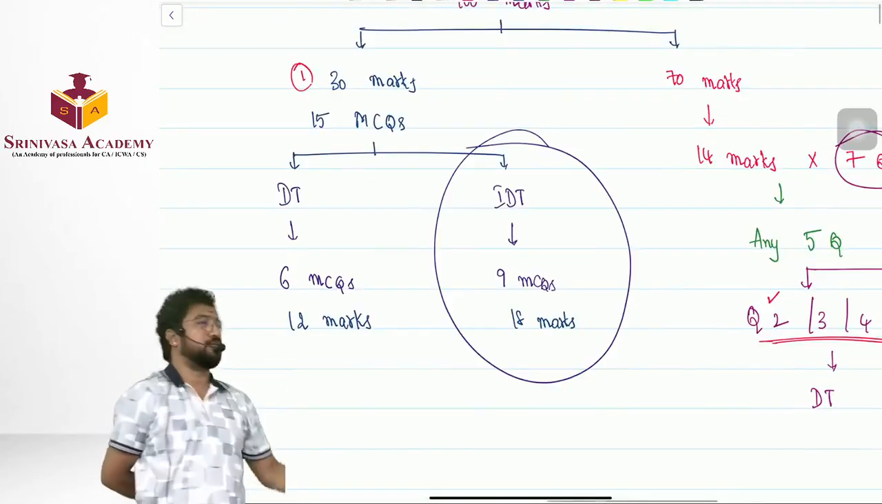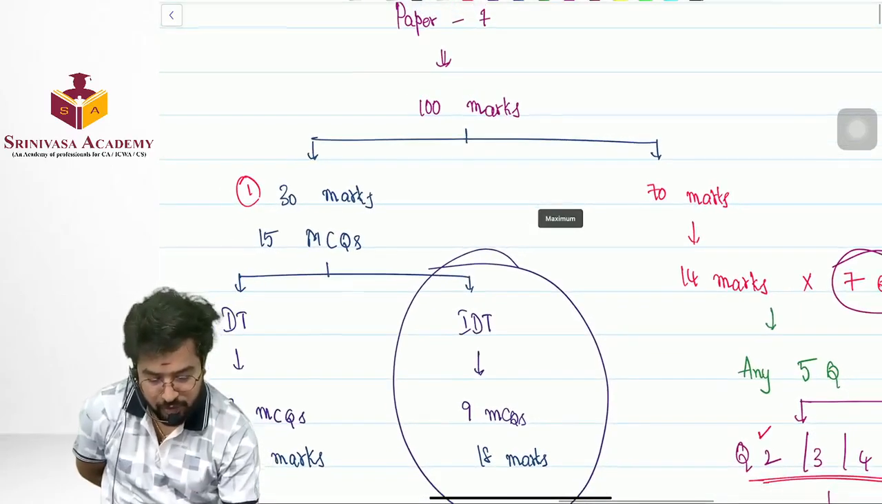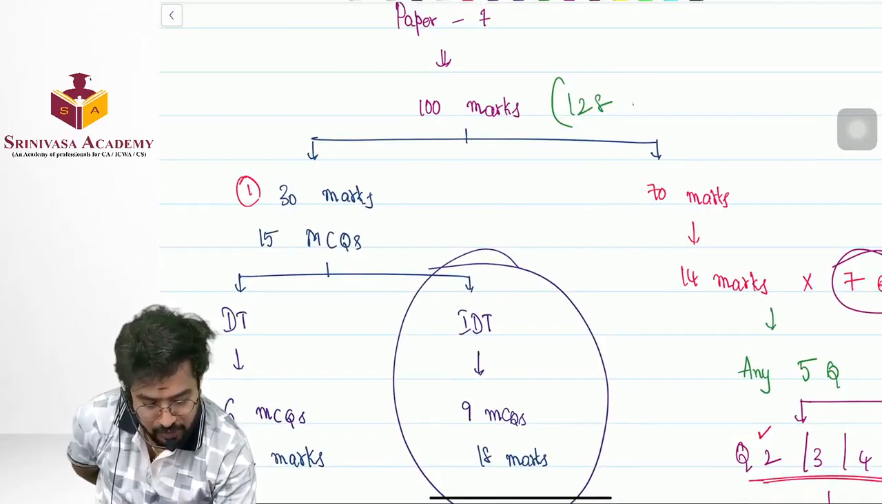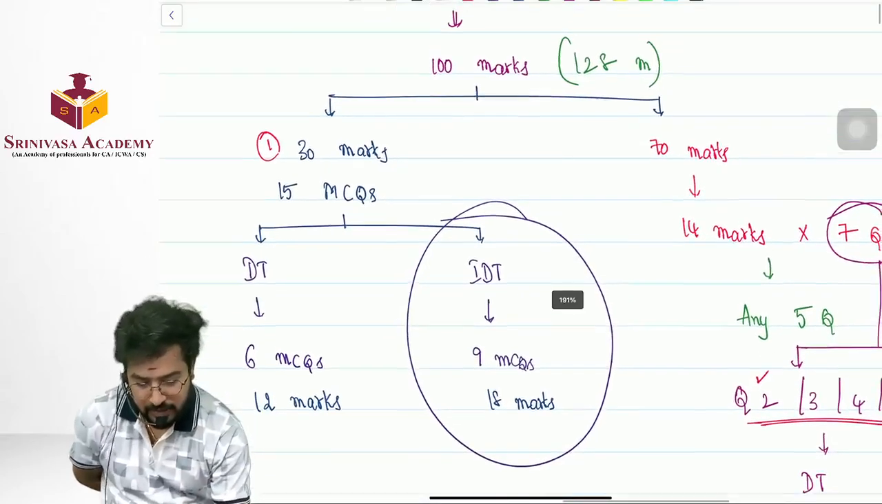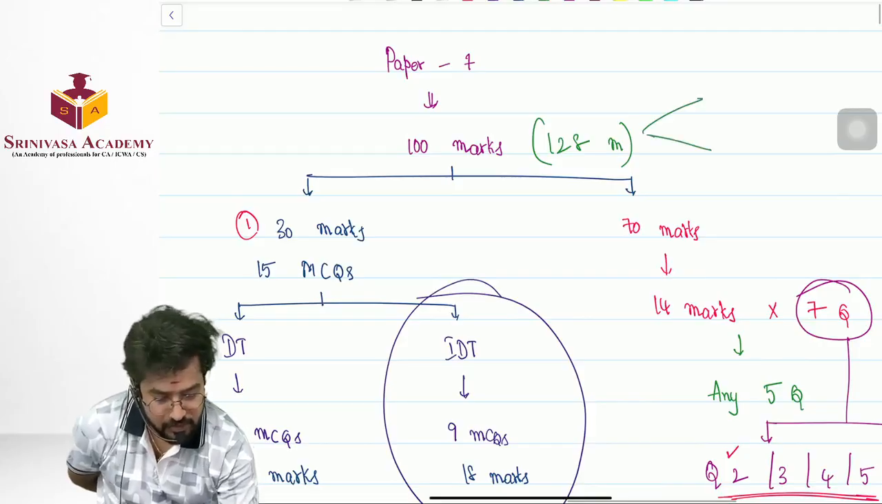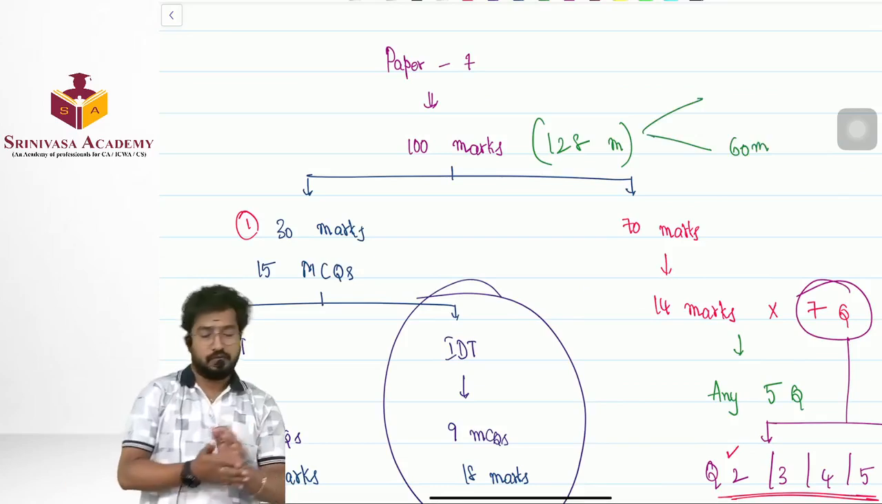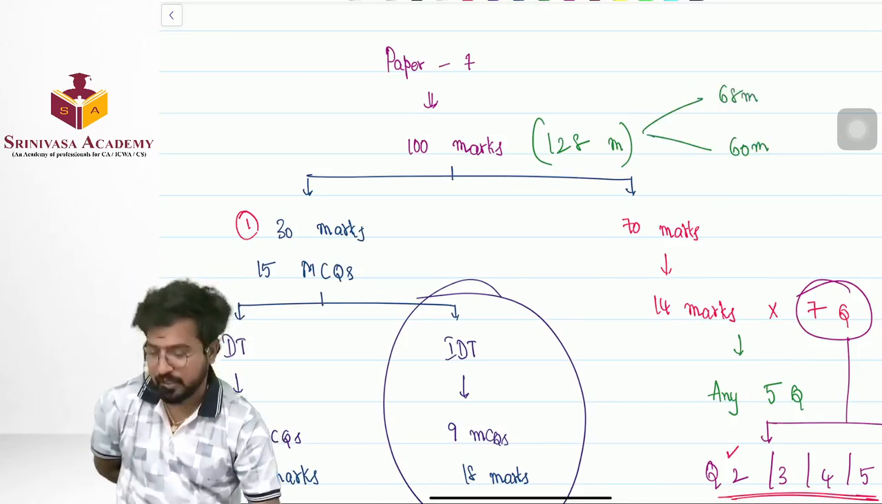Now, as I told, we are going to discuss this portion today. The question paper is not totally for 100 marks; including choice it is for 128 marks. Out of this, indirect tax is for 60 marks, and direct tax is for 68 marks.